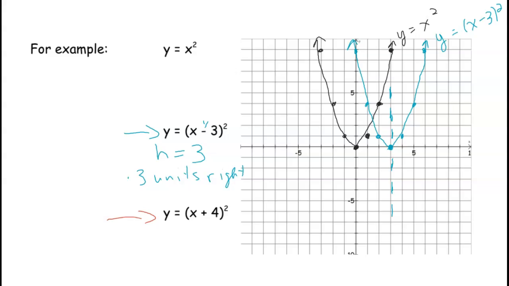Okay, so I'm going to first identify that my value of h in this is -4, because remember, I need to think about the opposite sign to what's inside my brackets. And so that tells me that my graph is going to be 4 units to the left of my parent function y equals x squared. So I'm going to move it over, and then I'm going to go from there and do my 1, 3, 5 method.